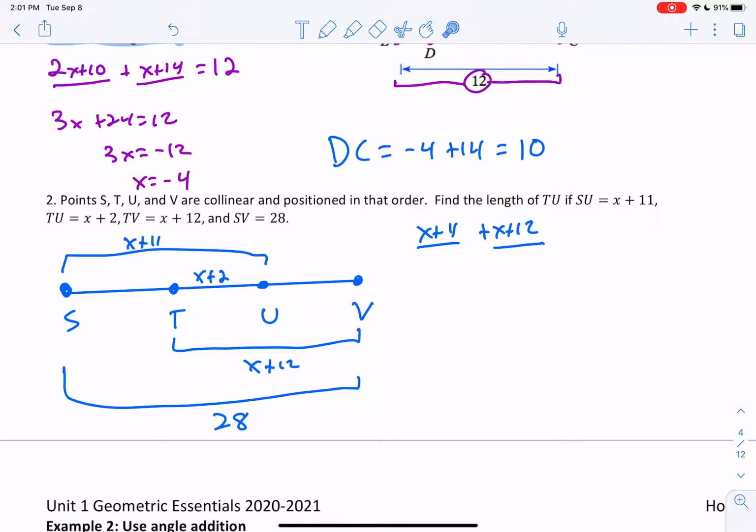Now, the problem with doing this is when I did SU and I did TV, I counted TU twice. I counted TU as part of SU. I counted TU as part of TV. So I'm going to subtract that since I counted it twice, put it in parentheses, X plus 2, and that's going to equal the entire line segment, which is 28. All right, so again, I kind of did the SU and TV. I double counted TU, which is why I'm subtracting it.